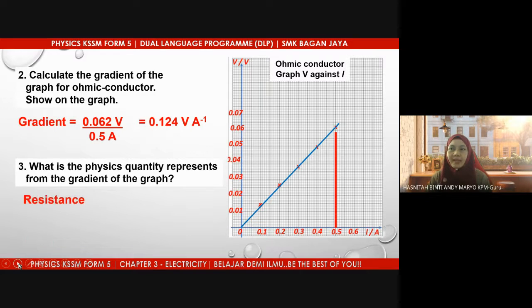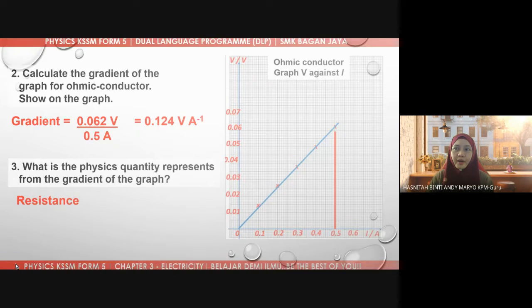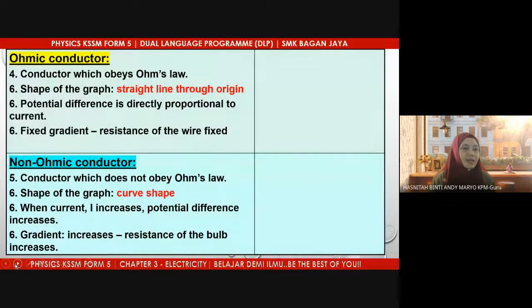Yes, it represents the resistance in the conductor. Very good. Gradient represents resistance. Okay, so the gradient is V divided by I, which means R equals V divided by I from the Ohm's law you wrote before. And this is to conclude, or to compare ohmic and non-ohmic conductor. In your module, it is stated as number 6. You have the table for ohmic and non-ohmic conductor on page 2 in your module.